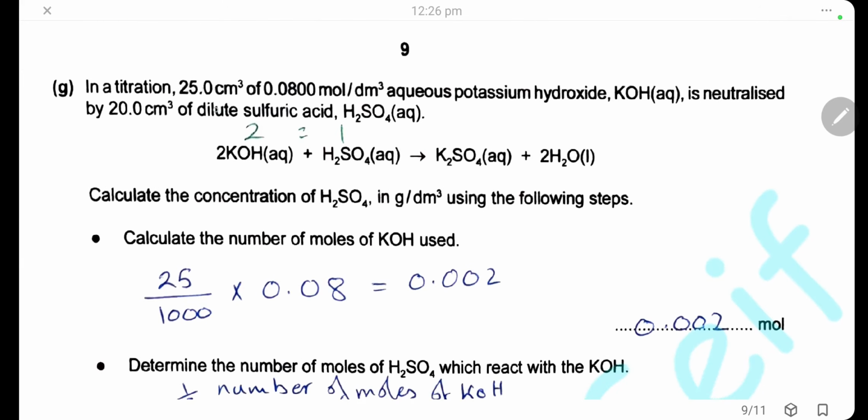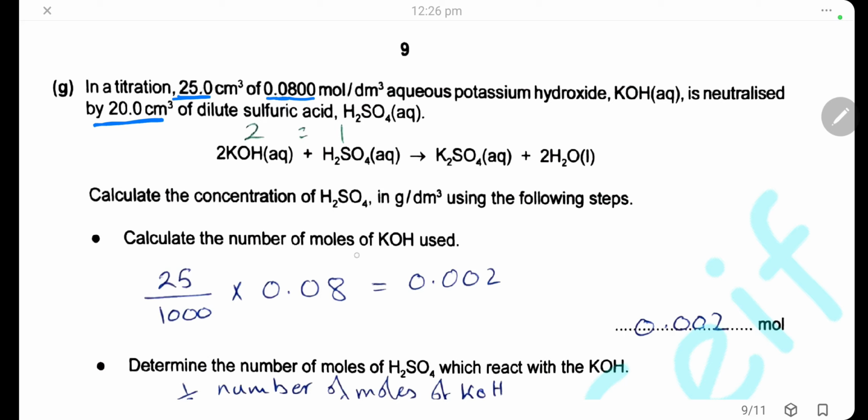In a titration, 25 cm³ of 0.08 mol/dm³ aqueous potassium hydroxide is neutralized by 20 cm³ of dilute sulfuric acid. So we have the volume of potassium hydroxide, 25, and the concentration, 0.08 mol/dm³, and we also have the volume of sulfuric acid, which is 20 cm³.